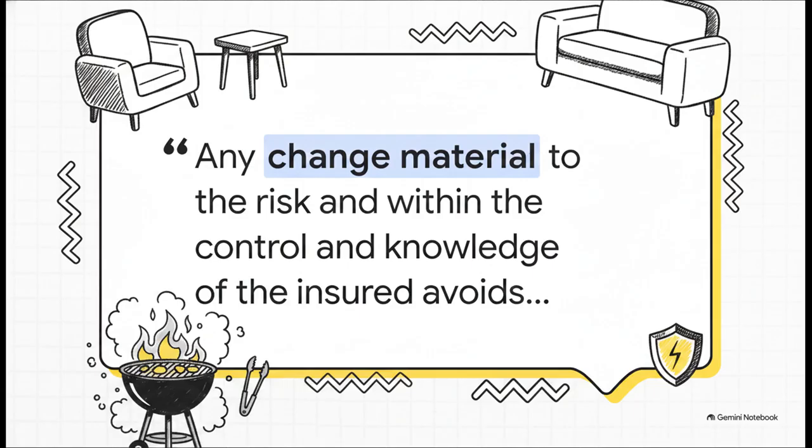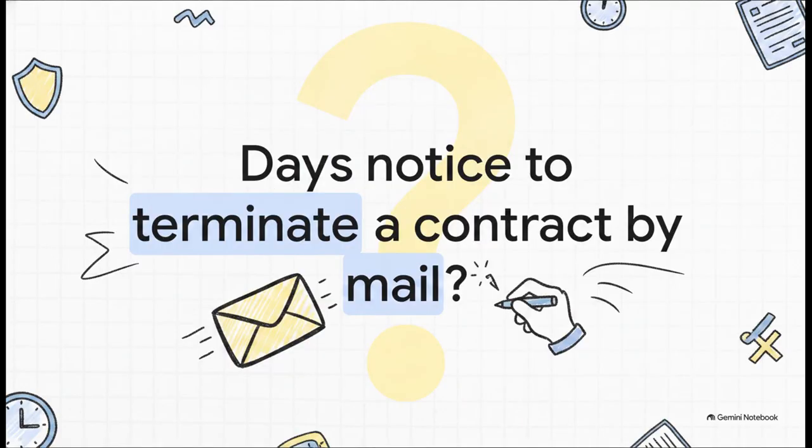Now, a one-day outdoor barbecue event, not a material change, but setting up a permanent, daily indoor grilling station surrounded by highly flammable couches, no way. That massively introduces a brand new, ununderwritten fire hazard. Because it's a continuing change within their control, if they don't report it, the insurer can and absolutely will deny a related claim. Let's pause for an active recall checkpoint.